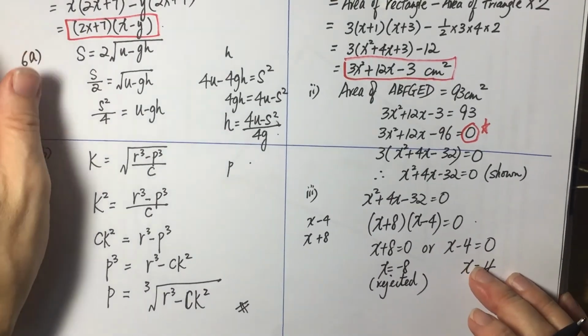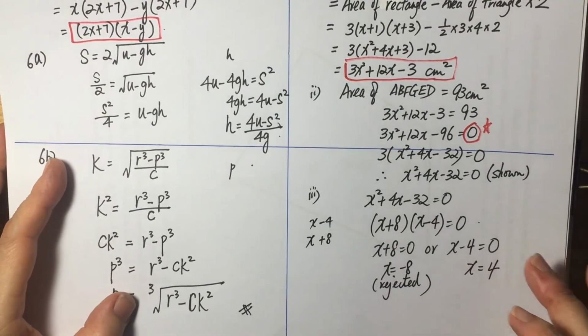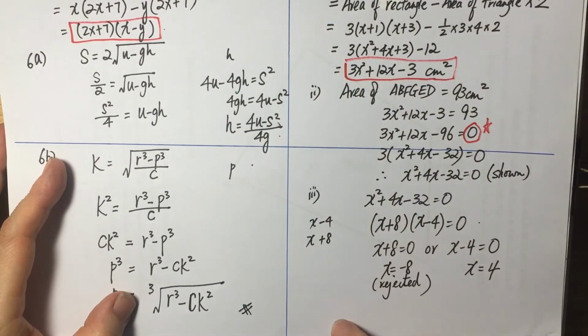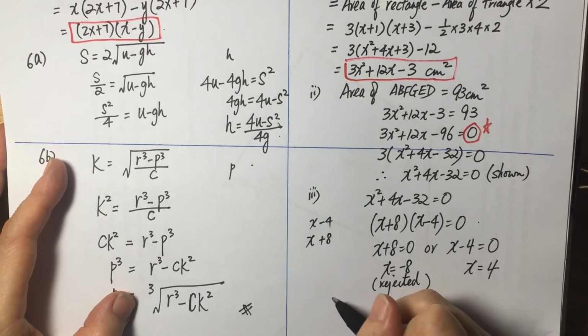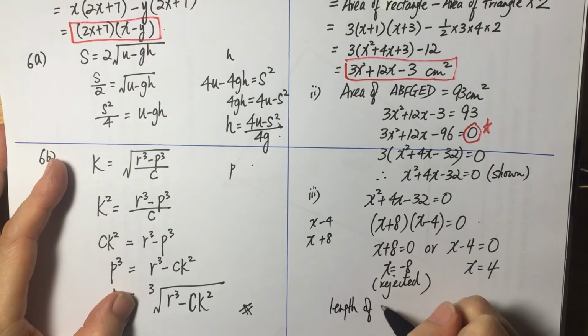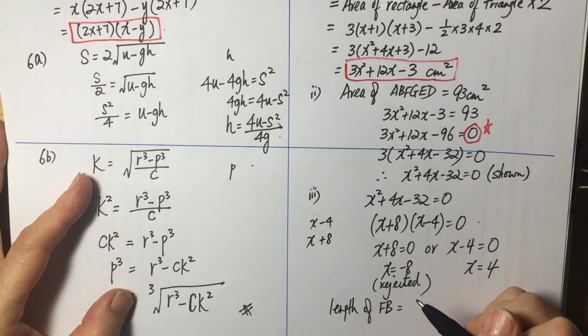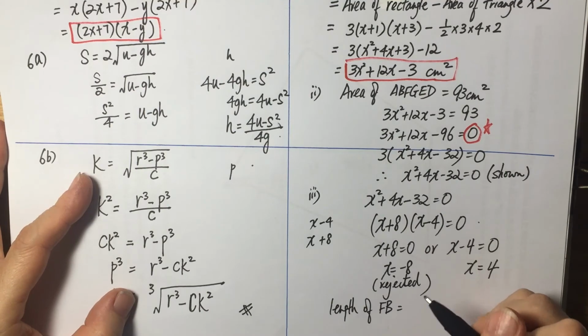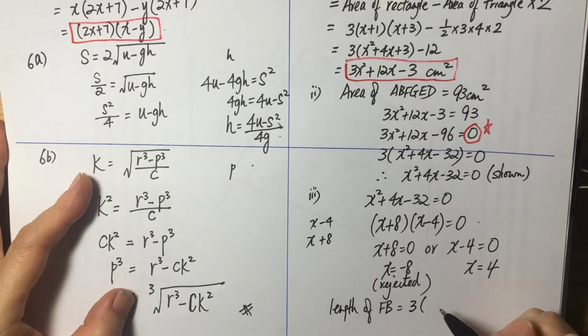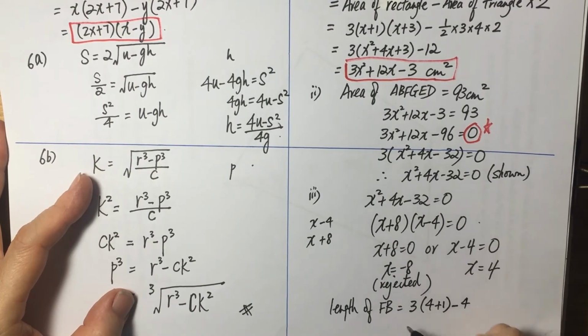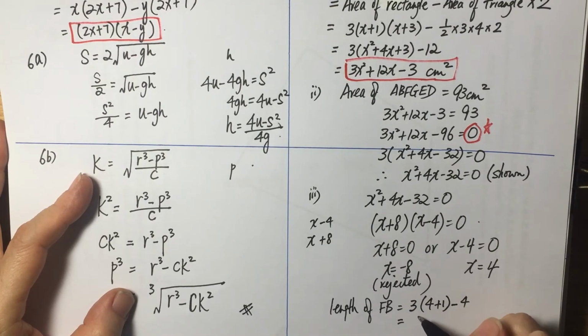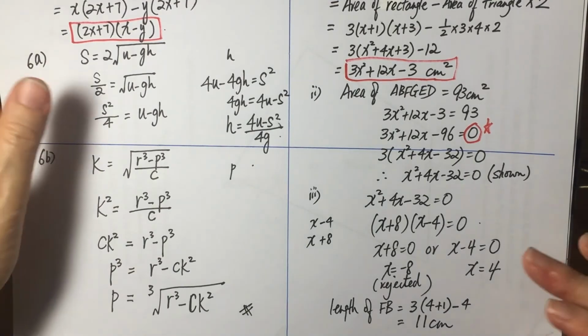Okay, next, after getting this, first part, second part, third part, solve this equation already, right? Then we want to find the length of FB. So the length of FB is the full length subtract away 4. So the full length is 3 times 4 plus 1. So this is the full length minus away 4. So we are having 15 minus 4. So it is 11 centimeters.